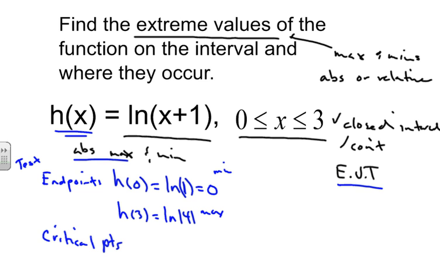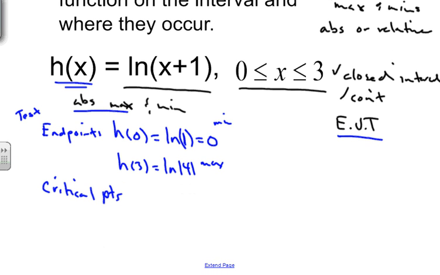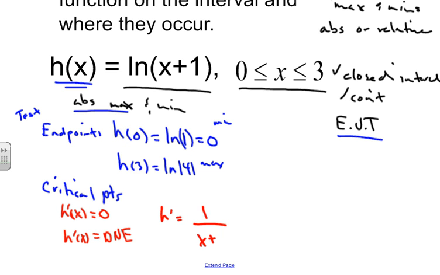However, we also have to identify our critical points if there are any. So from here, we're going to take the derivative, because remember, our critical points are where h prime of x equals 0 or where h prime of x does not exist, DNE, or is undefined. So to identify this, we find the derivative. The derivative of h is going to be 1 over x plus 1.